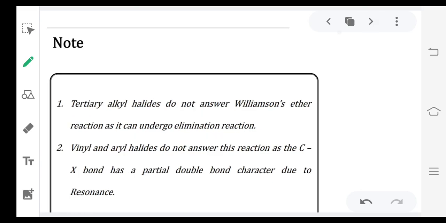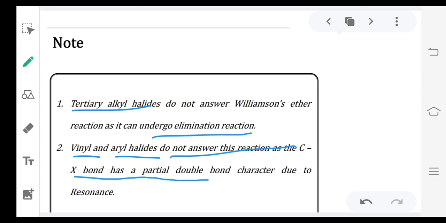Next, tertiary alkyl halides do not answer Williamson synthesis because tertiary alkyl halides undergo elimination. Next, one more important point, vinyl and aryl halides do not answer this reaction because the carbon X bond in these cases has partial double bond character due to resonance. That's why breaking of X is not easy from vinyl and aryl halides.